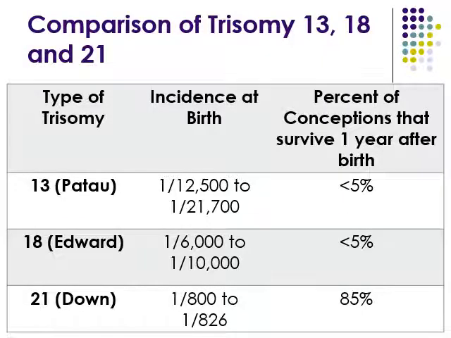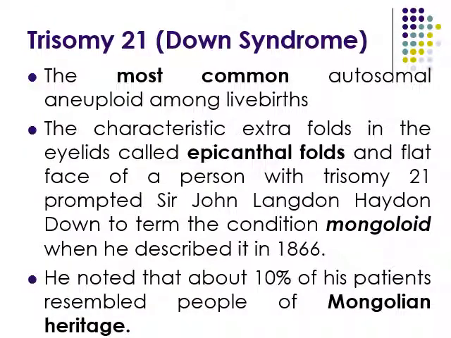So, comparison of trisomy 13, 18, and 21. Again, if we say trisomy, it means may one extra chromosome. So for 13, that's Patau. Incidence is 1 of 12,500 to 1 of 21,700. Then 18 naman is Edward. It's 1 of 6,000 to 1 of 10,000. Then 21, Down, 1 of 802 to 1 of 826. So, mas mataas yung percentage ng mga incidents at birth ng Down syndrome.